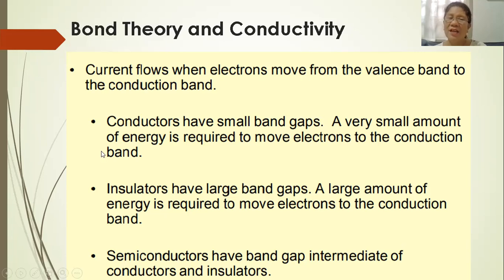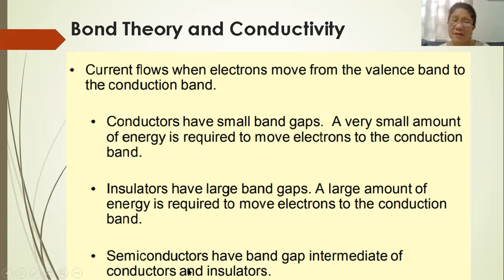What will happen to the conductors? They will have small band gaps, meaning the electrons move easily. So a very small amount of energy is required to move electrons to the conduction band. So that is for conductors. There will be small band gaps. How about for insulators? There will be large band gaps. So, a large amount of energy is required to move electrons to the conduction band.